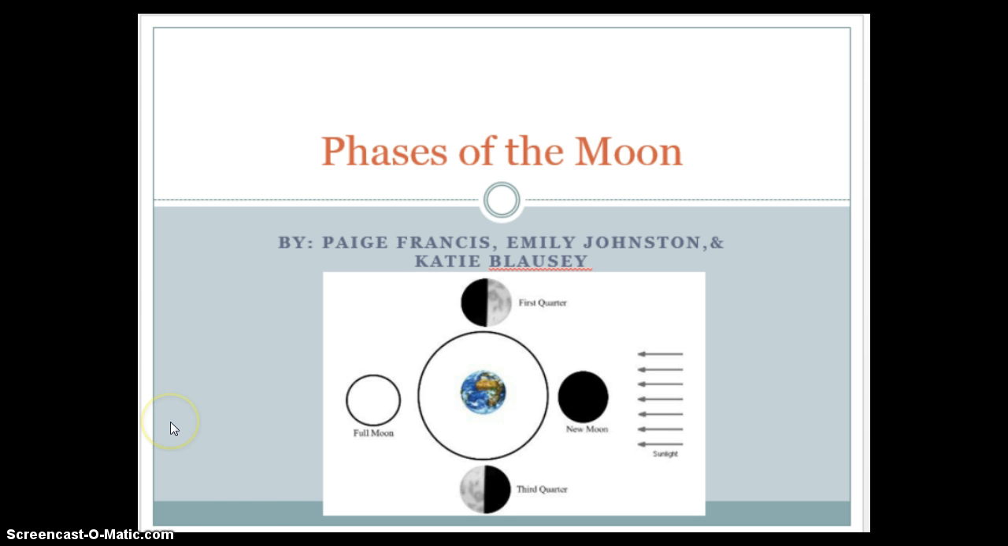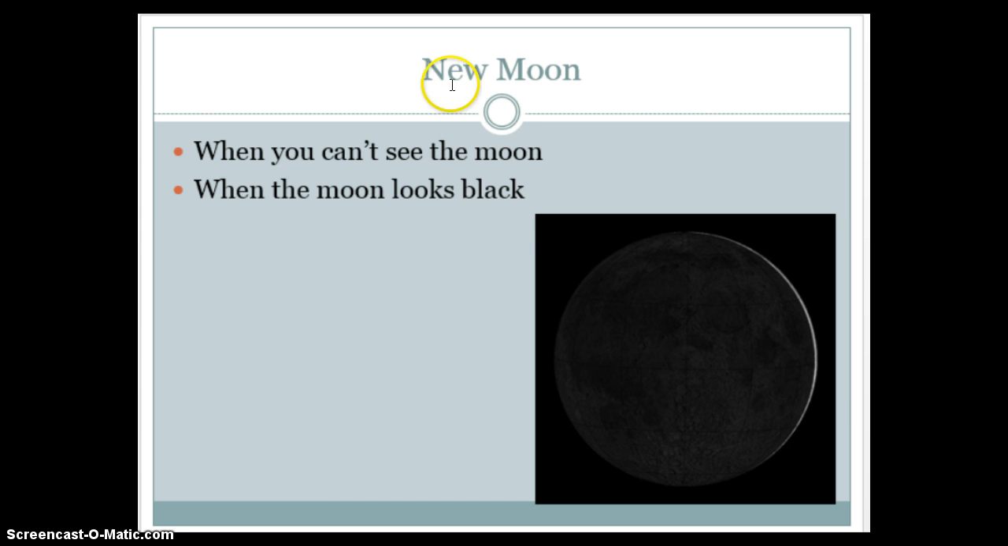So this is the first one, which just gave them the first quarter, the new moon, the third quarter, and the full moon with the earth in between, so they could kind of relate it to what they knew and saw the sunlight coming in. And then we talked about the new moon and what the main points were, which is when you can't see the moon and when it looks black.